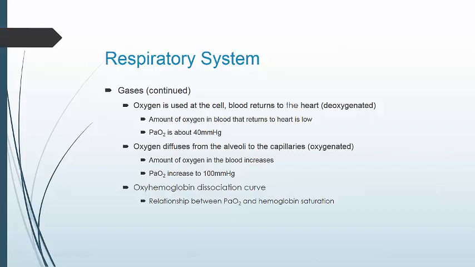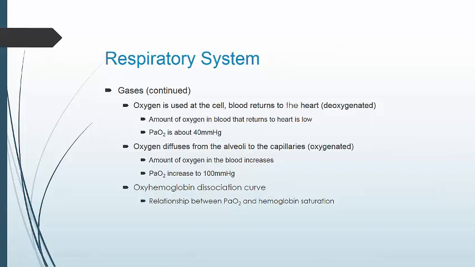The PaCO2, or partial pressure of carbon dioxide, of blood returning from the body to the heart is going to be 45 millimeters of mercury. The level decreases to about 40 millimeters of mercury as carbon dioxide diffuses from the bloodstream to the alveoli to be exhaled. So remember, with diffusion, they're going from higher pressure to lower pressure. Those partial pressures are really important in determining which way carbon dioxide and oxygen are moving.